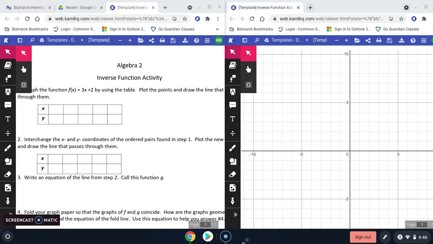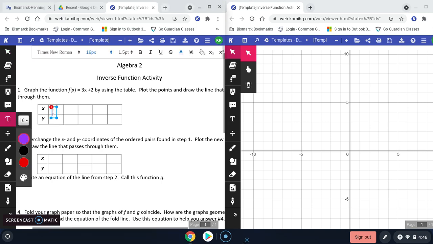Okay, so we talked about inverse functions today. So this is your introduction. We're going to start with graphing f of x equals 3x plus 2 using a table. So we can just pick some values, maybe starting with -2.